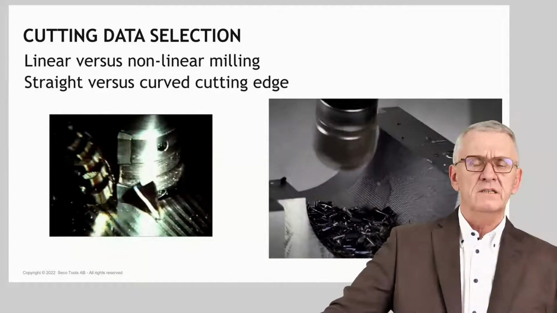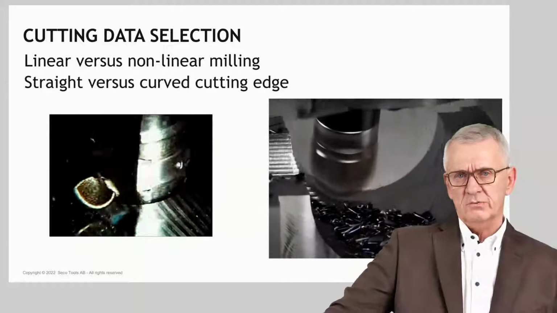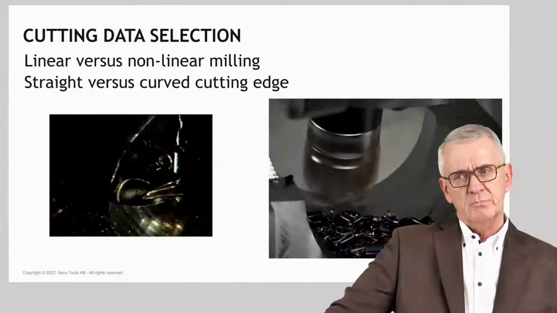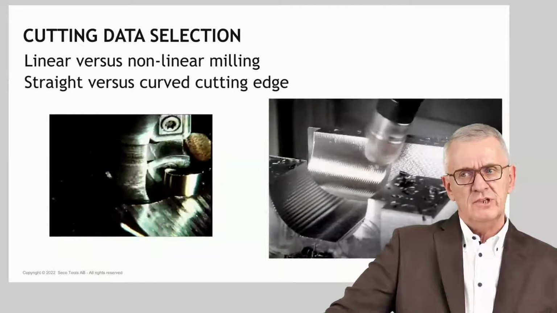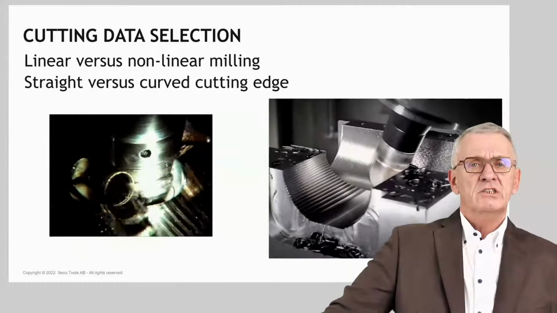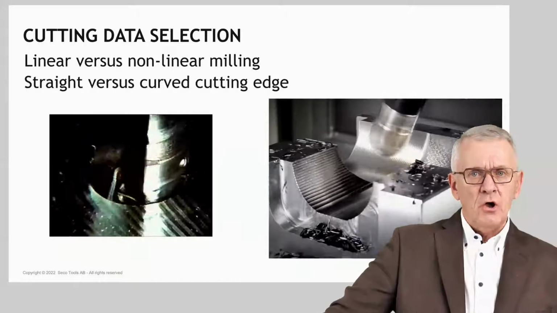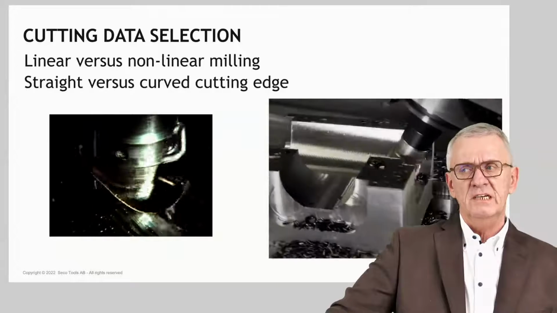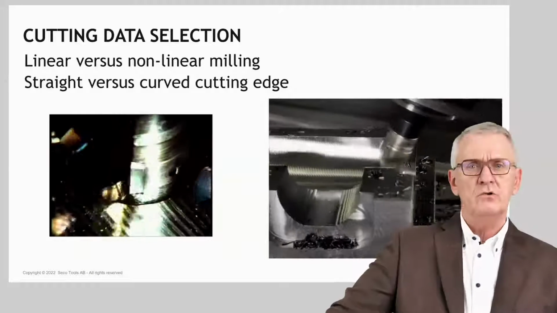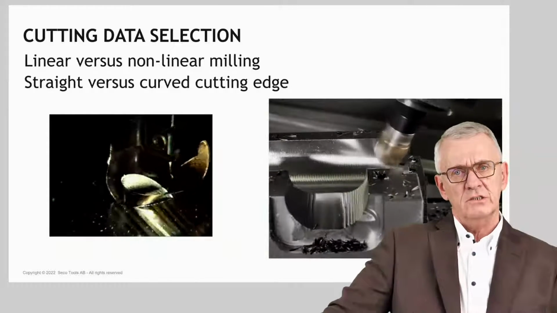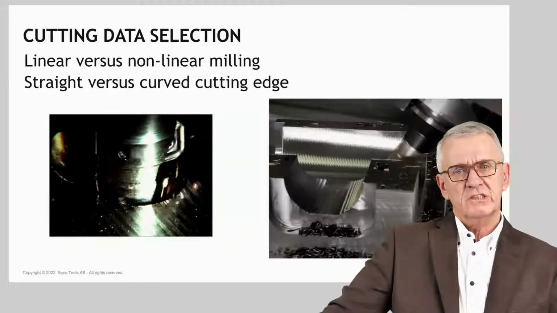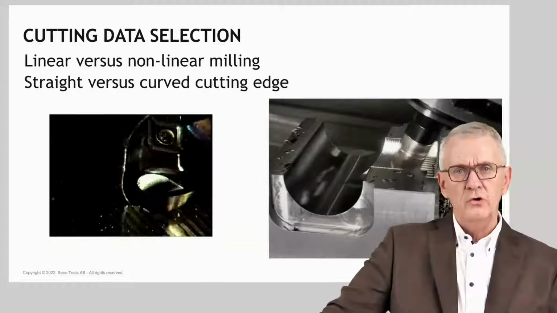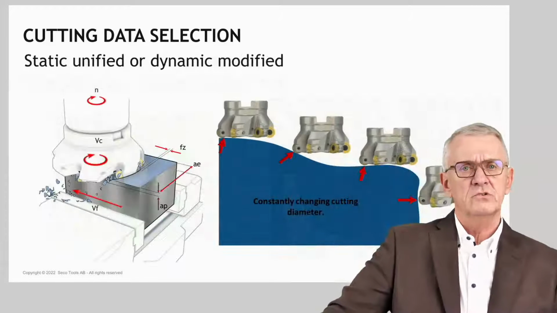And traditionally, we talk about milling cutters with straight cutting edges, where I would not say the majority, but a big amount of milling cutters today is with non-straight cutting edges, with curved cutting edges. And these are two things that we need to take into consideration when we talk on a higher level about cutting conditions. Do we talk about straight cutting edges or curved cutting edges? And do we talk about linear milling or non-linear milling? Are two important things to consider.